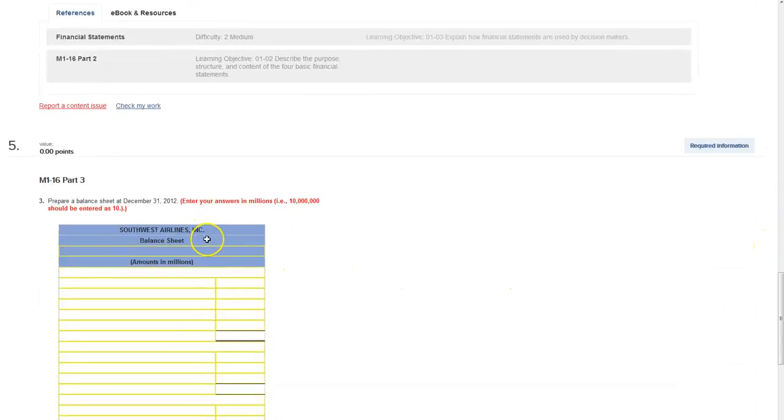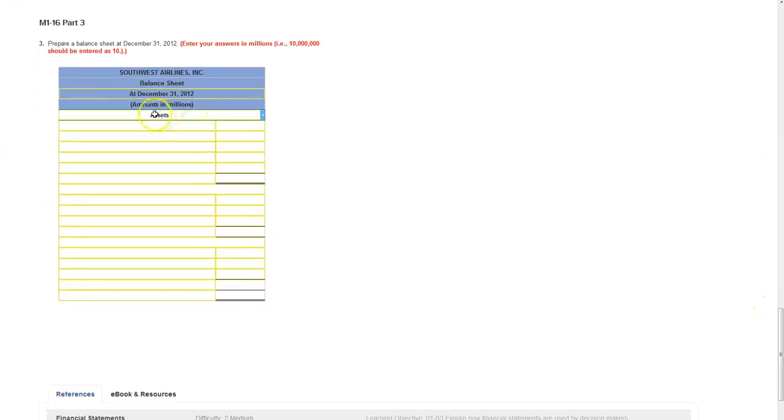So we've got the name of the company, name of the statement. Now this is a little different. Notice how it says to prepare a balance sheet at December 31st. The balance sheet is prepared for a particular day and time. The assets, liabilities, and equity change from day to day. So let's put our formula in there. It's the accounting equation. Assets have to equal liabilities plus stockholders' equity. There we go.